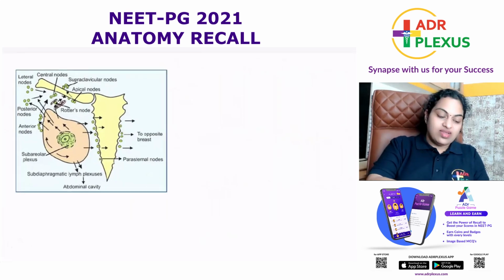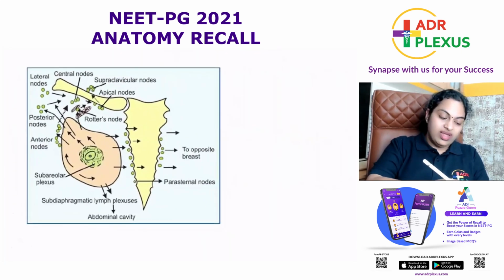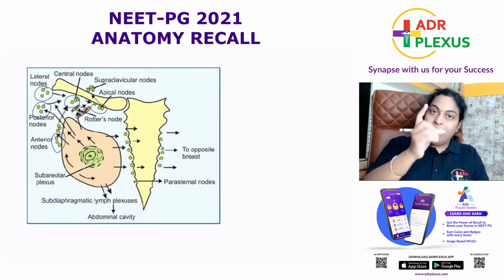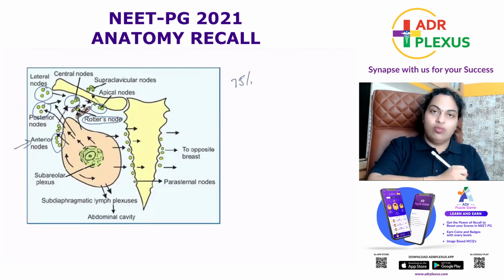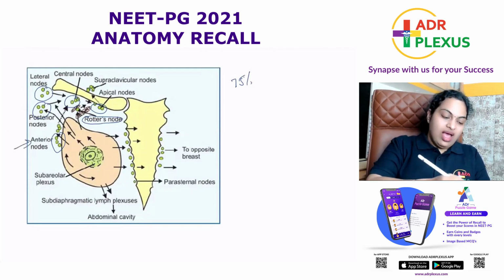So you know that in the axilla there are 5 groups of lymph nodes. What are they? The anterior group, the posterior group, the lateral group, then you have the central group and apical group. Apart from that, you have the Rotter or interpectoral nodes between pectoralis major and minor. 75% of the lymphatics of the mammary gland will drain into which group here? The anterior group of axillary lymph nodes. And from there, they move on to the central, and from the central to the apical.